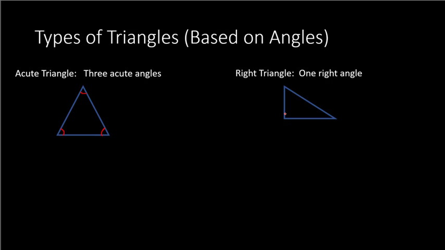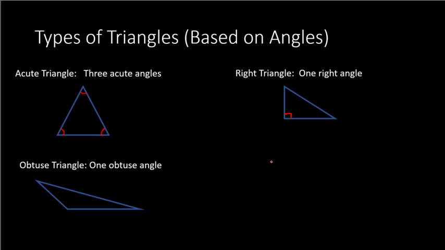So a right triangle has one right angle. So that's going to be right here in that picture. And then we have an obtuse triangle, which has one obtuse angle. And obtuse means bigger than 90 degrees. So see this angle right here? This angle is definitely much bigger than 90 degrees. So that makes it an obtuse angle, and therefore it's an obtuse triangle.